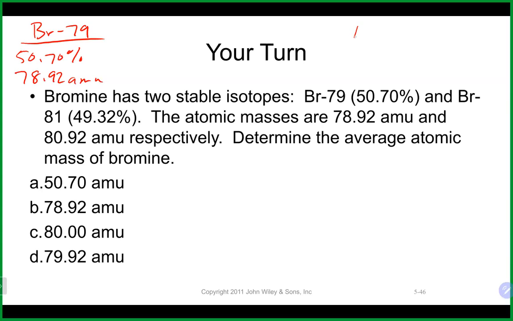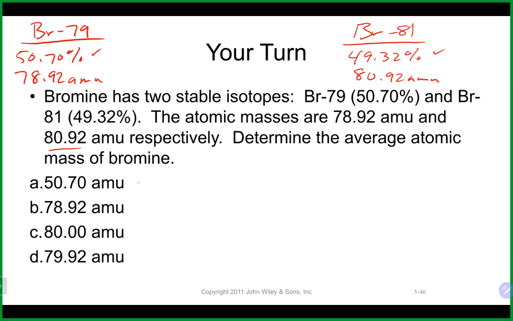We also have bromine 81, and that occurs about 49.32% of the time, and it has a mass of 80.92 AMU. Again, I would want to take a look at both of these percentages and make sure they add up to about 100. It probably won't be exactly 100, but it is. So we're good to go. We're not missing any isotopes.